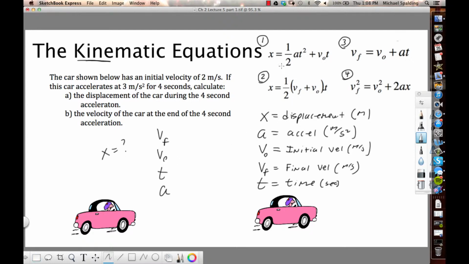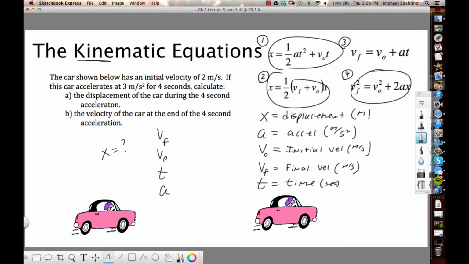Could you use the first equation? Yeah, first equation would work. Could you use the second equation? Yeah. Could you use the third equation? No, it doesn't even have displacement in it. The fourth equation? Yeah. So sometimes 3 of the 4 equations could work, and then other times only 1 of the 4 will work. Okay, so it's trial and error.